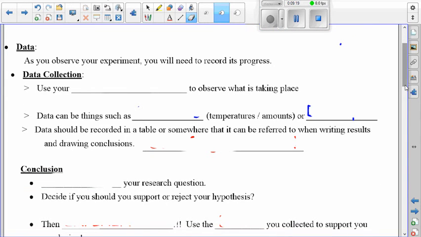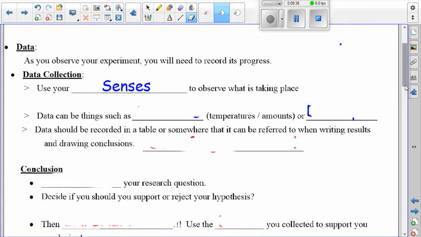Now, when you're collecting your data, that's something you should be doing throughout the experiment. That's the main thing you're doing, in fact, during the experiment, just collecting your data. So you want to use your senses to make observations. Whoopsie. You don't want to throw your smartboard eraser, though.